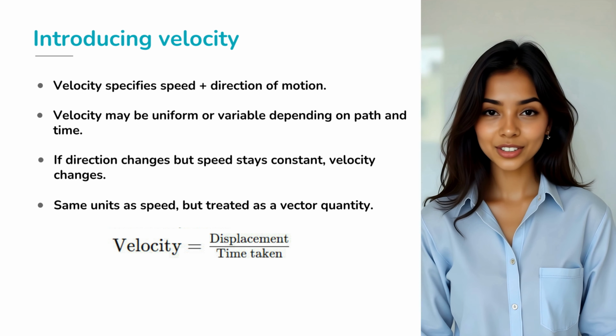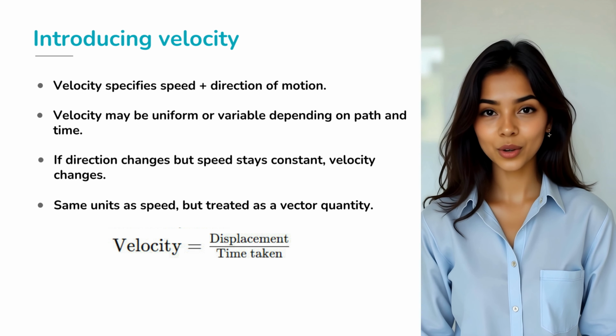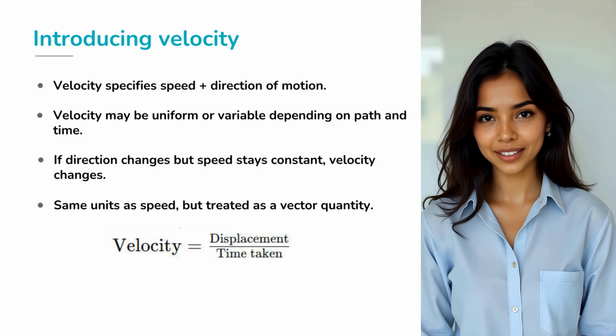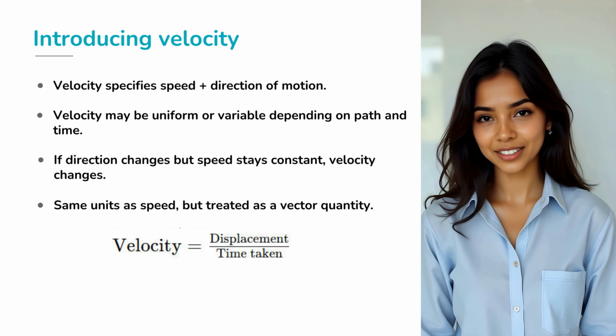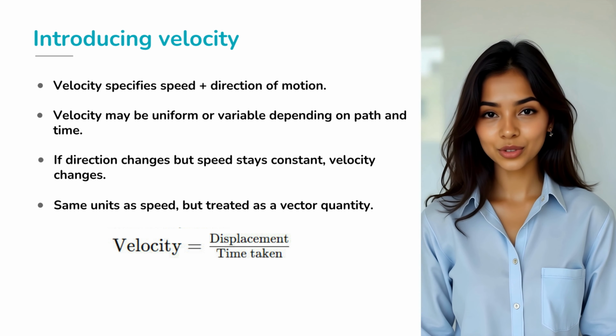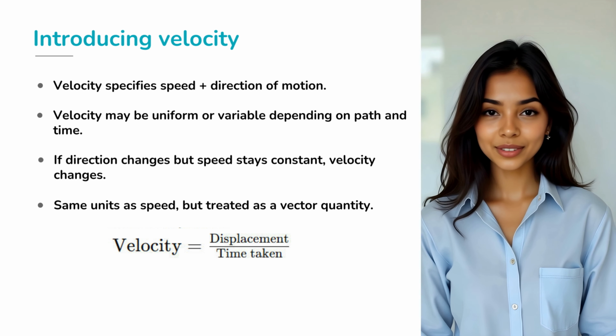Speed alone isn't always enough. To describe motion fully, we also need direction. That's where velocity comes in. Velocity is speed in a given direction. For example, if you drive north at 60 kilometers per hour, your velocity is 60 kilometers per hour north.